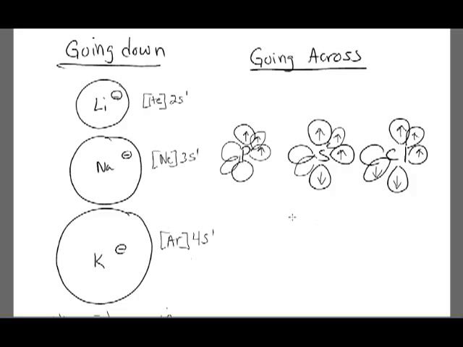All right, so let's talk about what's happening with size as we go across. They're all in the same orbitals. All the electrons are in 2p orbitals, so you're not changing n value, you're not even changing L value.